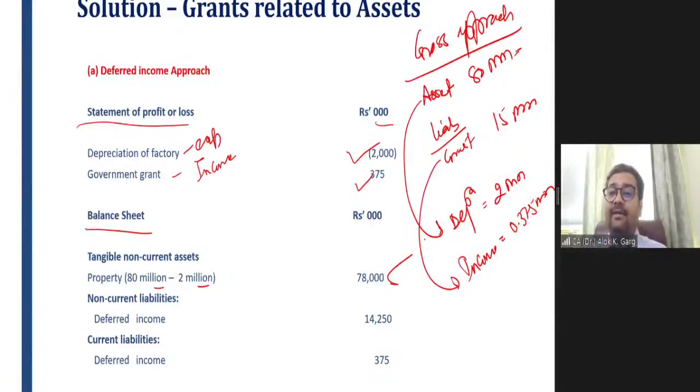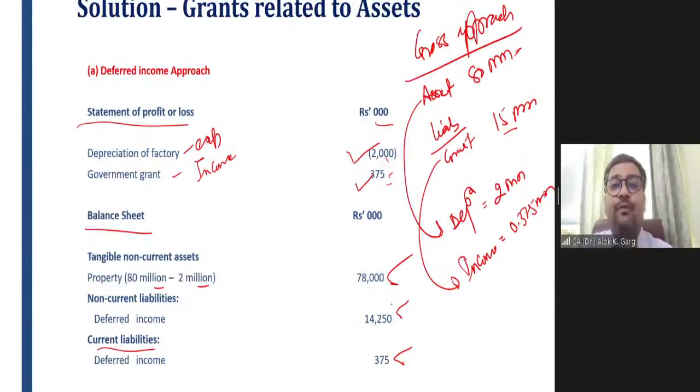Okay. And the remaining amount, 15 million, 1.5 crore minus 3,75,000, has to be shown as a liability, deferred government grant, deferred income. And again, this 3,75,000 will be amortized in the next year. So the amount which has to be recognized within 1 year has to be shown as a current liability, 3,75,000. And the remaining 14.25 million, 1.425 crores, has to be shown as a non-current liability.